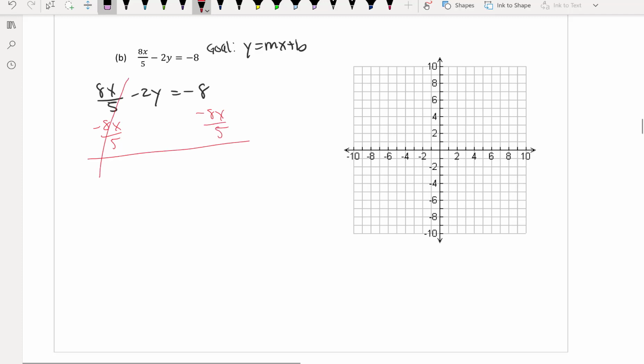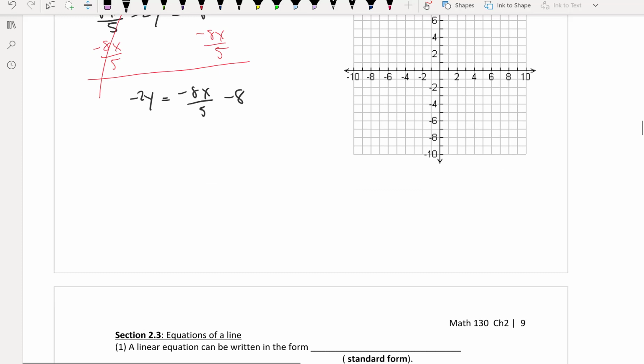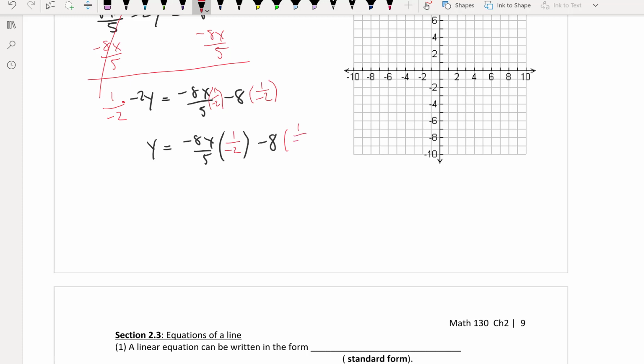So on this side, it can cancel. So I'm left with a negative 2y, and now I have negative 8x over 5 minus 8. From here, it's the same thing as multiplying by 1 over negative 2 on each side. So now I'm going to have y equals negative 8x over 5 times my 1 over negative 2, minus 8 times my 1 over negative 2.